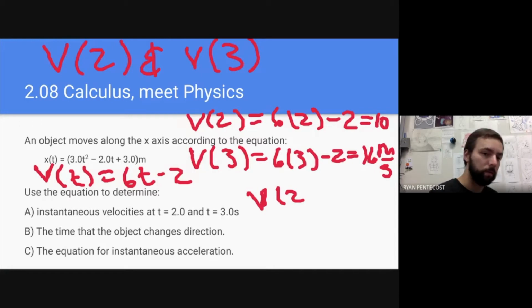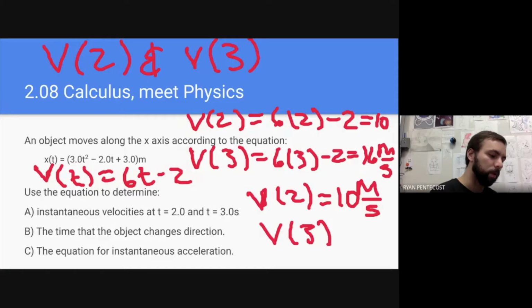I'm going to get better at this writing, I promise. V of 2 is 10 meters per second, and V of 3 is 16 meters per second. That is your answer.